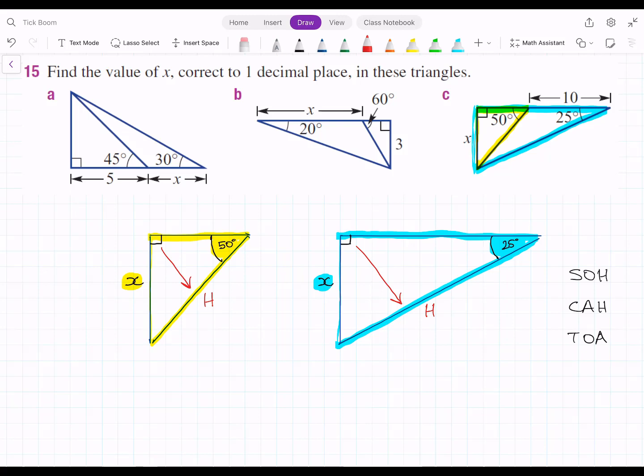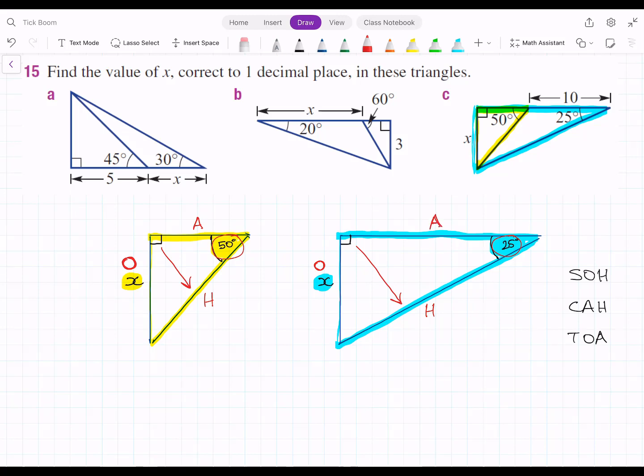Then for the other sides, the way we label it depends on the angle that we're interested in. So here we've been given the angle of 50 degrees. So the side opposite that we would label with O. In this case, that's the unknown side x. And then the side adjacent to that angle we would label with A. So I'll label that here A. For the other right angled triangle, it's the same idea. The side opposite the 25 degrees that we know, we'll label O for opposite, and then the side adjacent we'll label A.